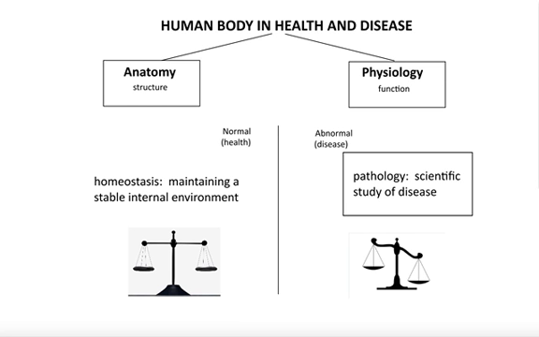Abnormal would be pathology, or the scientific study of disease. So that would be where we look at different diseases that affect the integumentary system or the cardiovascular system. Those are all when the body is not responding and maintaining homeostasis as it should.